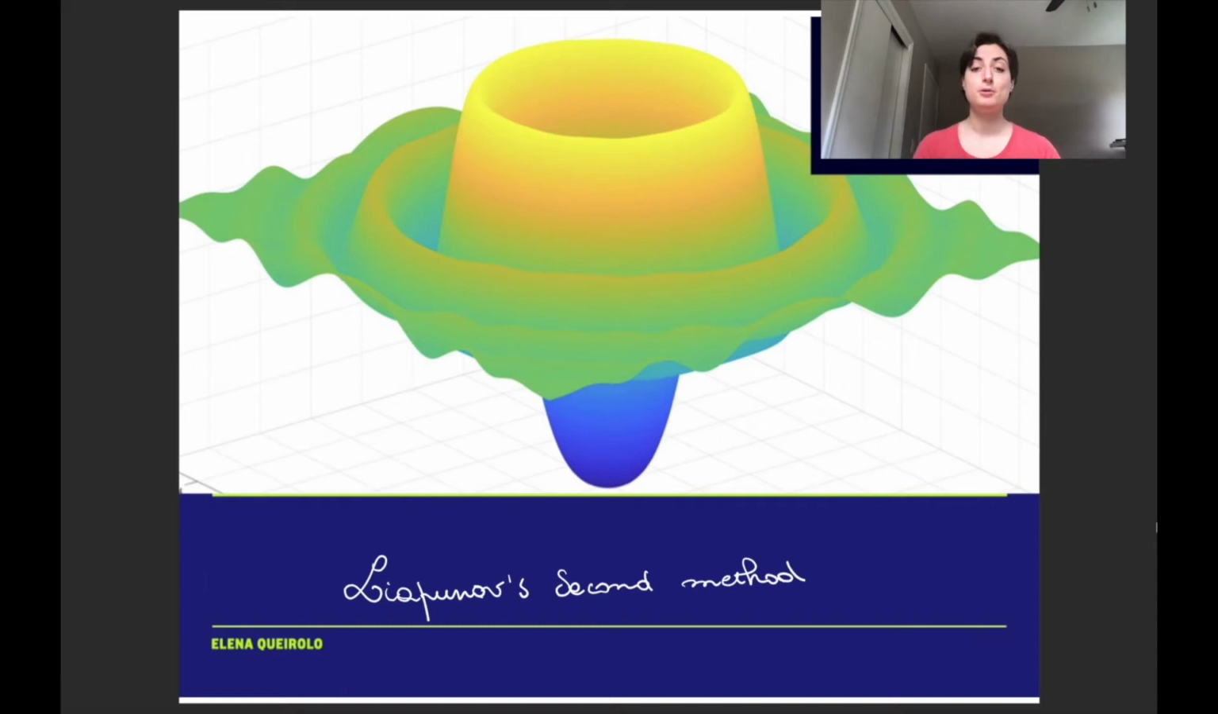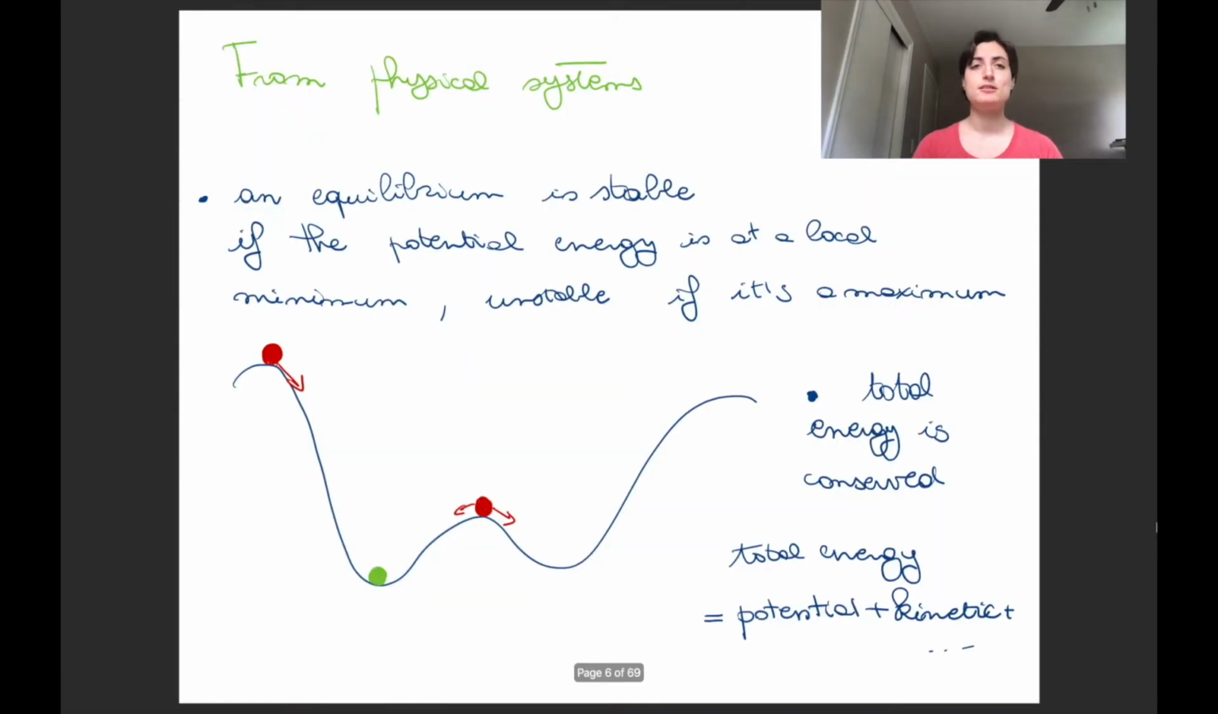Let's look at Lyapunov's second method. This is a method to understand the stability of a critical point, and it ideally comes from physical systems. So when we look at physical systems, let's think of a ball on a roller coaster. We know that the equilibrium is stable if the potential energy is at a local minimum.